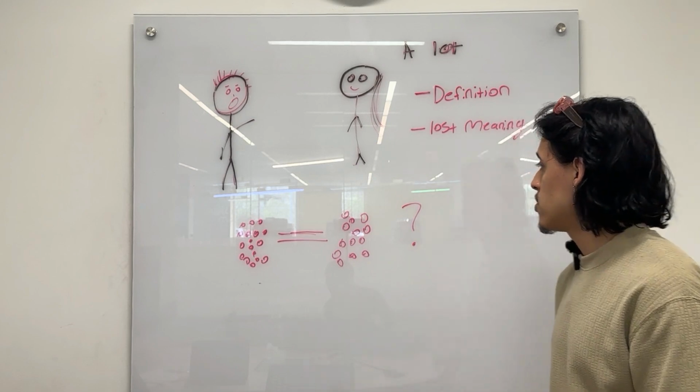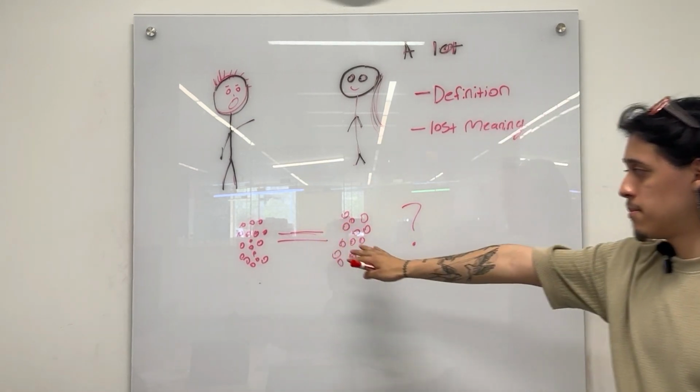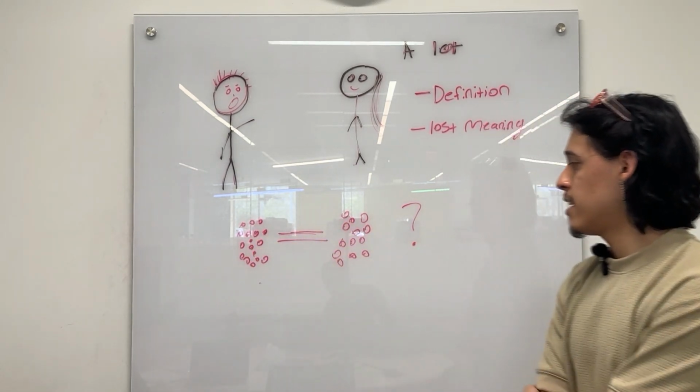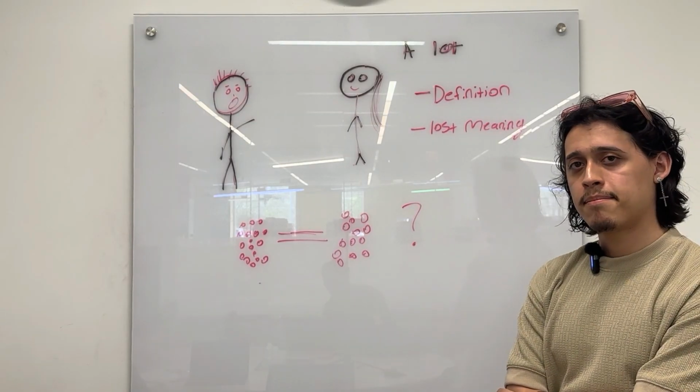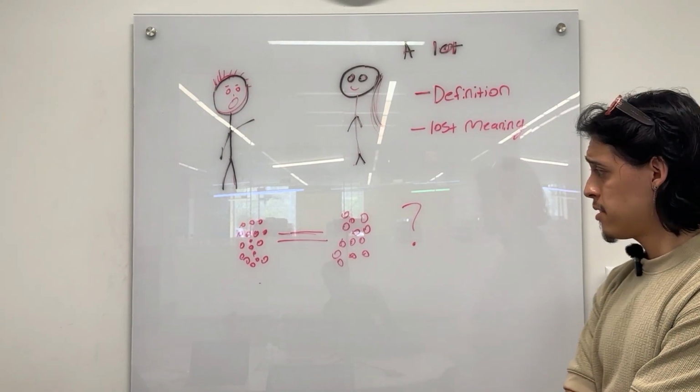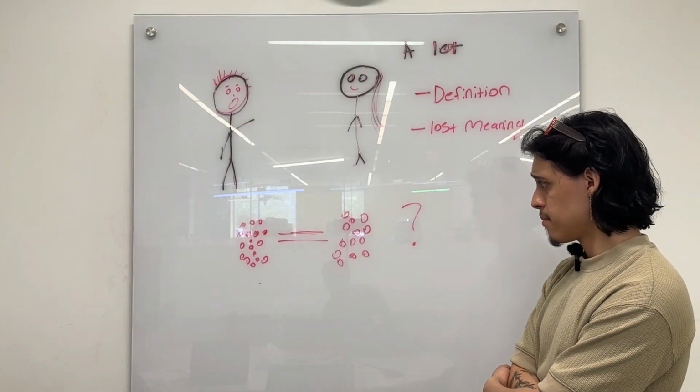Okay, so this is the classic example. Someone comes up to two piles of sand, and they say, wow, those piles of sand are the same, right? And they're clearly talking about the amount of sand.